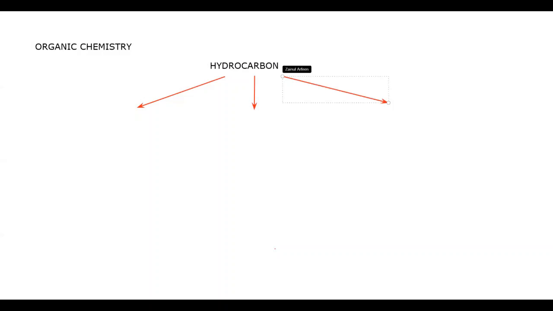We started organic chemistry, and we started naming these hydrocarbons. Just a quick revision, a hydrocarbon can be alkane, alkene, or alkyne. So three main classes: alkane, alkene, and alkyne.